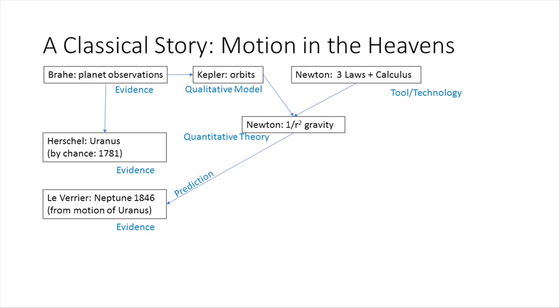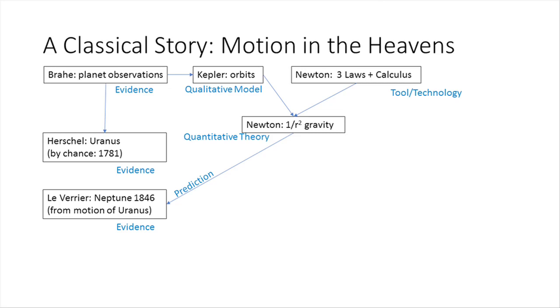Pardon? Elliptical, that's right. And that was actually a big deal in those days, because they said, no, it had to be circles, but no, it's elliptical. And then this fellow Newton comes along. He's got his 3 laws, and he makes some calculus stuff, and he puts it together and says, hey, I can explain these orbits with this 1/r² law of gravity.